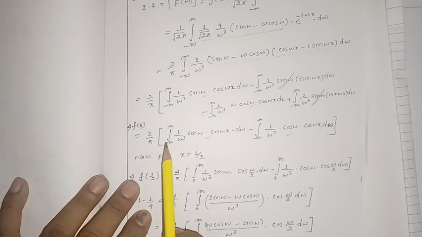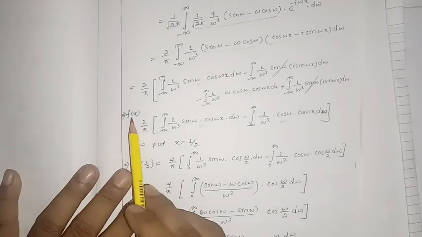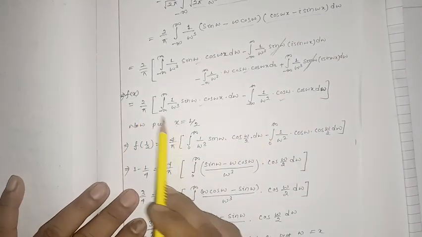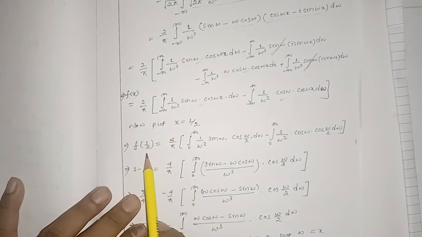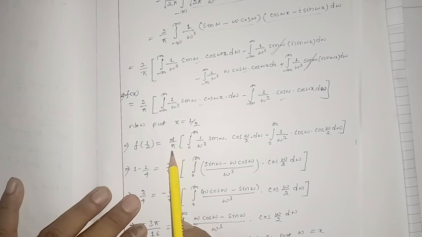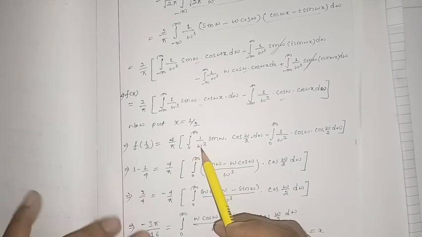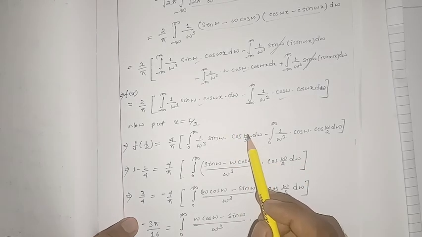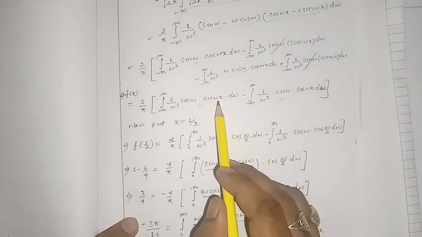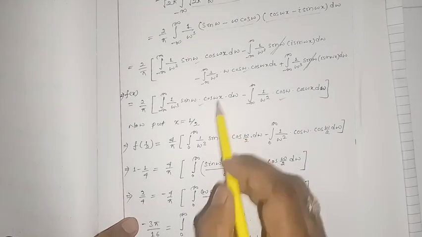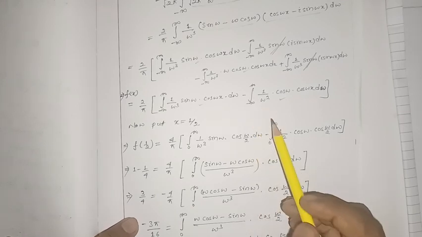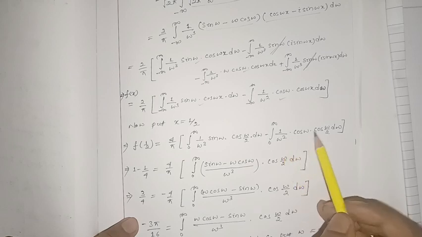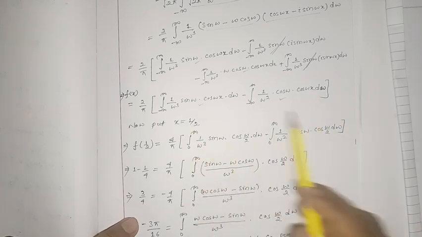So here what we found? We found f(x). If I put x equal to 1 by 2, then f of 1 by 2 will be equal to 4 by pi, 0 to infinity 1 by omega cube sin omega into cos, instead of omega x we can write omega by 2 because x is 1 by 2. So omega by 2 d omega, and here 0 to infinity 1 by omega square cos omega, instead of x we can write 1 by 2, so omega by 2 d omega.